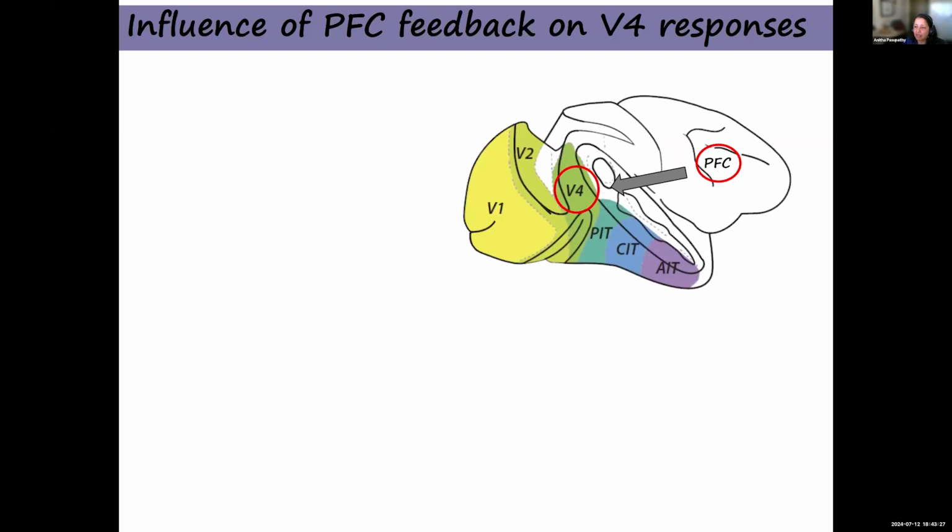So then there's a conundrum, right? Responses in V4 and IT decline with increasing levels of occlusion, but we're still able to recognize these shapes. So what gives? How are we able to recognize these partially occluded shapes? One hypothesis, based on lots of speculation, let's say, is that there might be feedback from higher cortical areas. In this case, we are thinking of prefrontal cortex back down to visual cortex, specifically area V4, that might support our ability to recognize in these difficult situations.